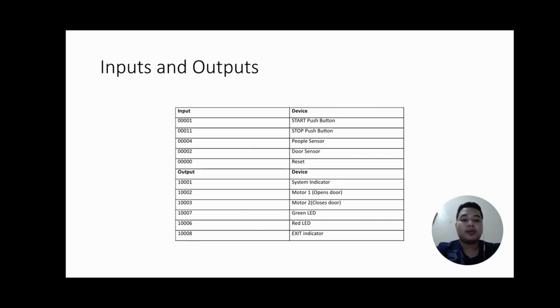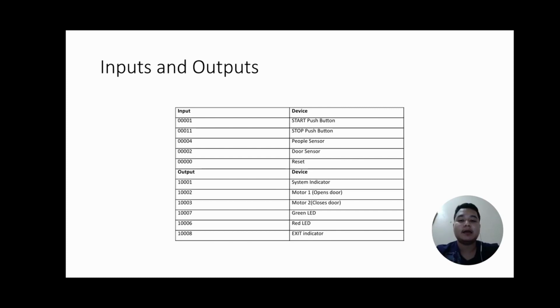Next, we have output. Outputs, we have system indicator, motor 1, motor 2, green LED, red LED, and exit indicator. System indicator is to hold the start button. The system indicator will replace the start button to keep the system operating. Motor 1 is to open the door, motor 2 is to close the door.